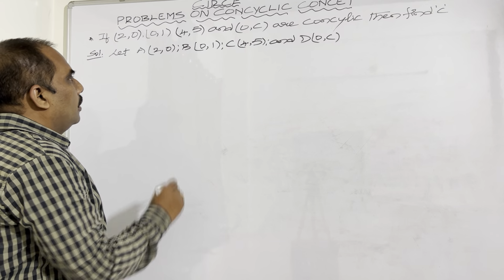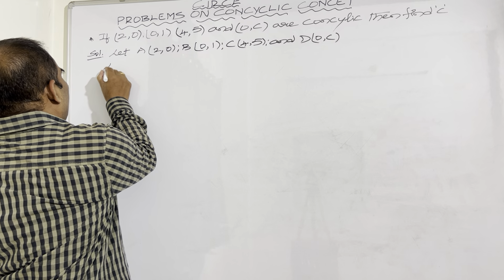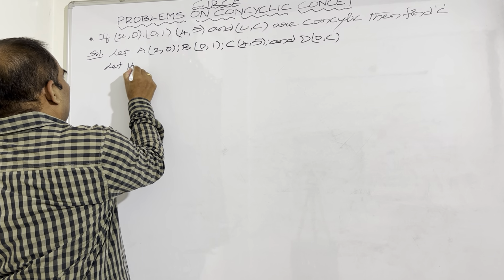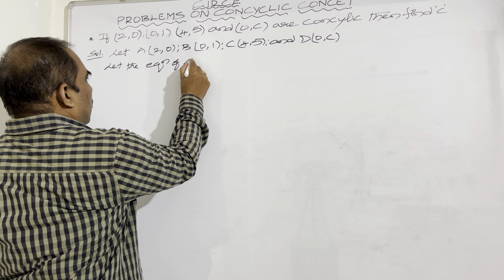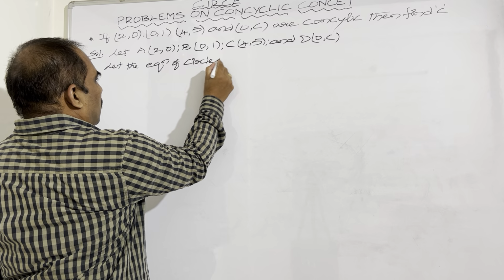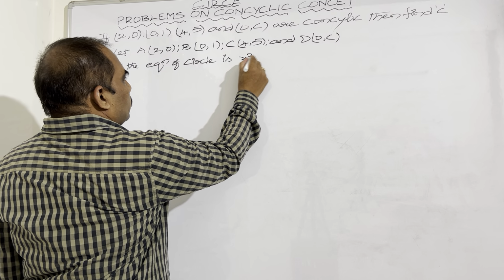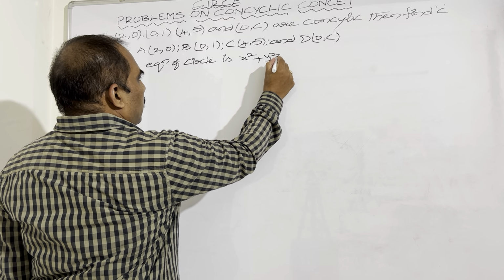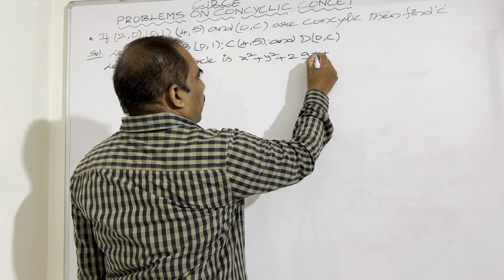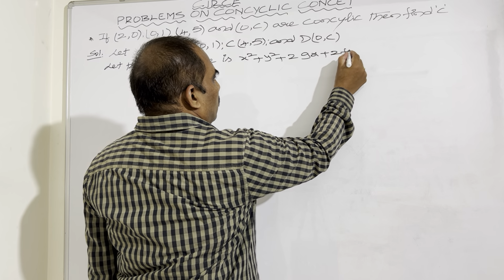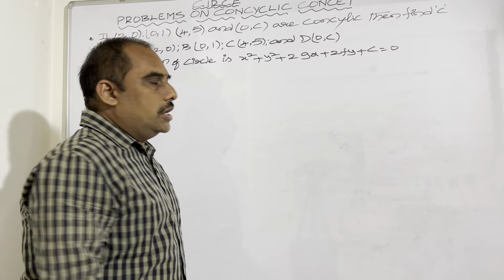Now, to find the value of c, let the equation of the circle be x square plus y square plus 2gx plus 2fy plus c is equal to 0. Say this is equation 1.